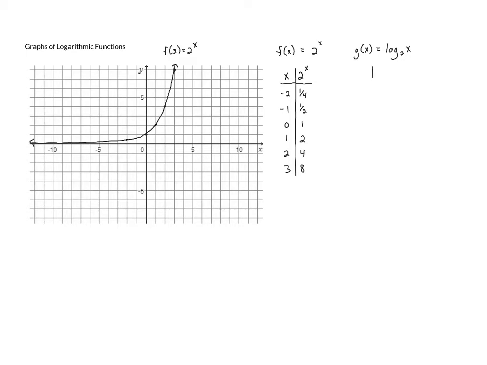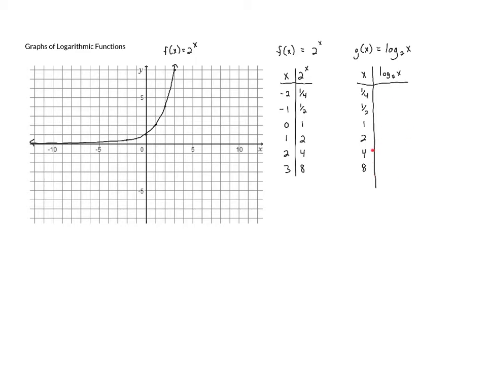Now we want to make a graph of g of x equals log base 2 of x. And so it's important, to make things easy, for our x values to be powers of 2, because remember, the logarithm is asking what power do we need to raise 2 to end up with x. So in this case, it's actually useful for us to choose our x values to be 1/4, 1/2, 1, 2, 4, and 8, because these are all powers of 2, and that will allow us to take the logarithms easily.